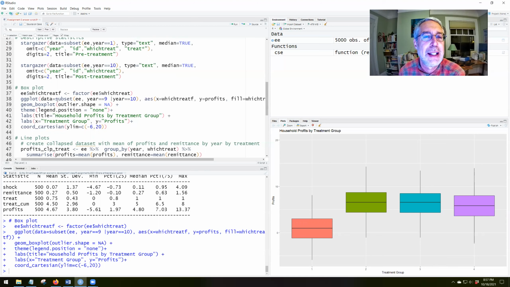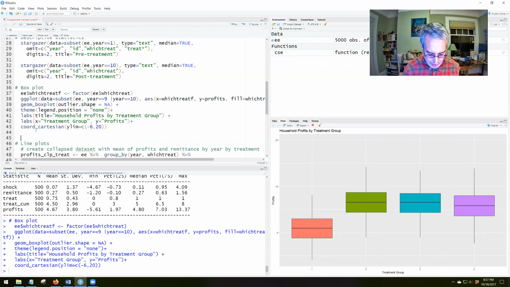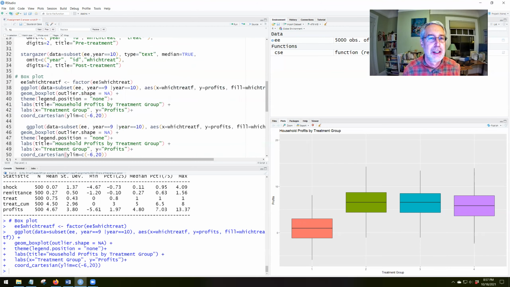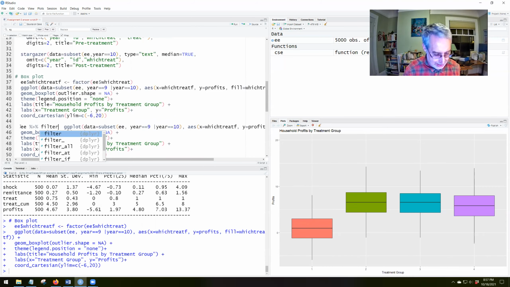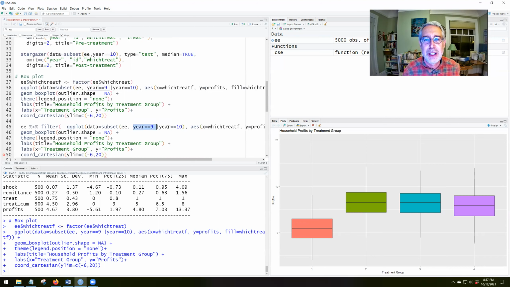Now notice here, I did data equals subset. We could have also used the filter command. So we could have rewritten this. I'll just copy the box plot part down here. I'll copy the whole thing down here so you can see how this would go with dplyr. So we start with EE, and then we pipe that into the filter command. And then we're going to just keep year == 9 or year == 10. So we'll move that over here.